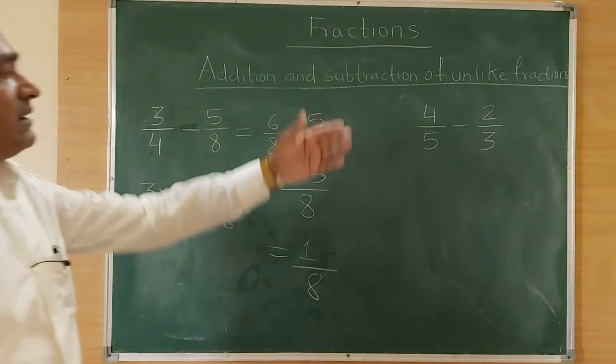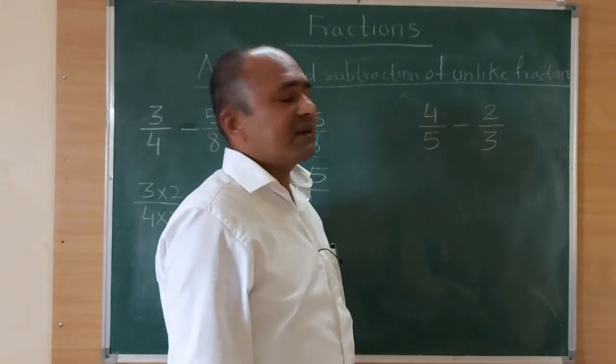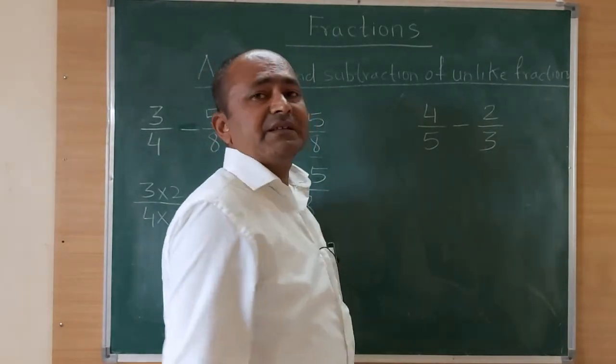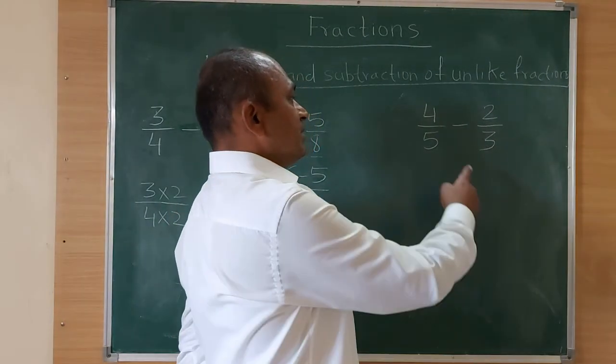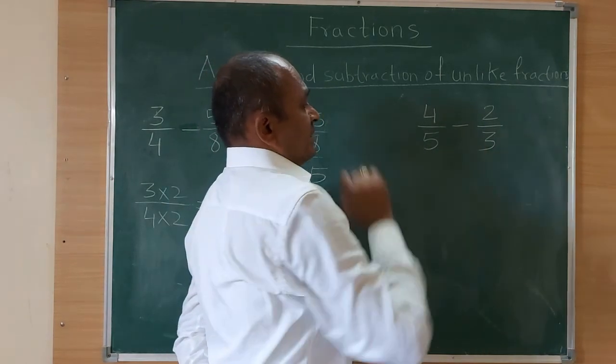Okay. Now we will see how to subtract this fraction. Both the fractions are unlike fractions. No similarity is there between their denominators. Here the denominator is 5, here it is 3.